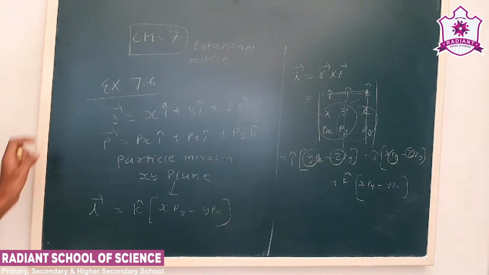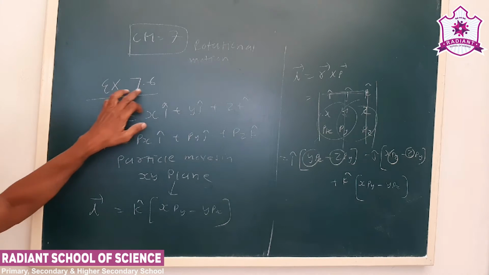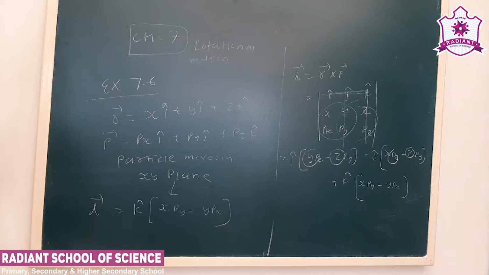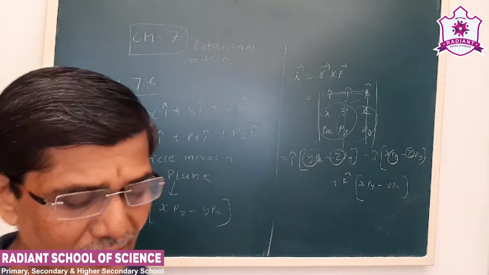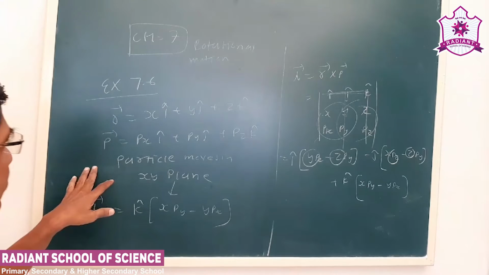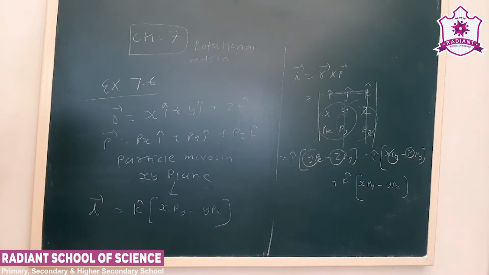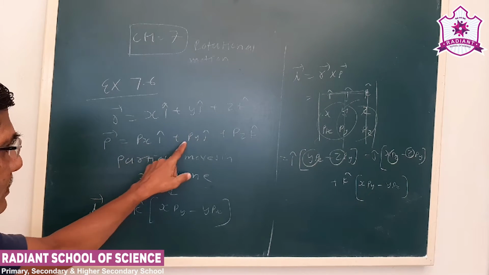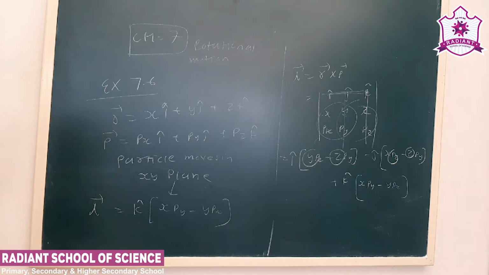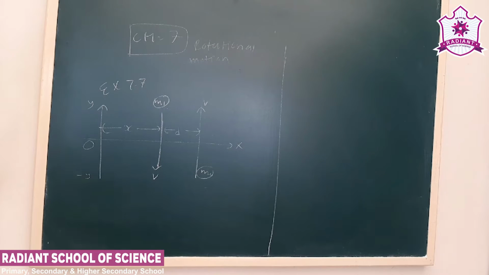So this is about exercise number 7.6, where we have to find the angular momentum of a particle with position vector r and momentum p that has components px, py and pz. That is nothing but exercise number 7.6. Now, next is our exercise number 7.7.